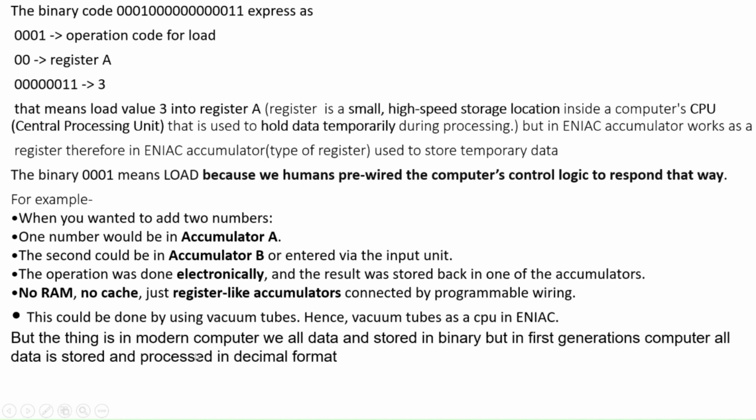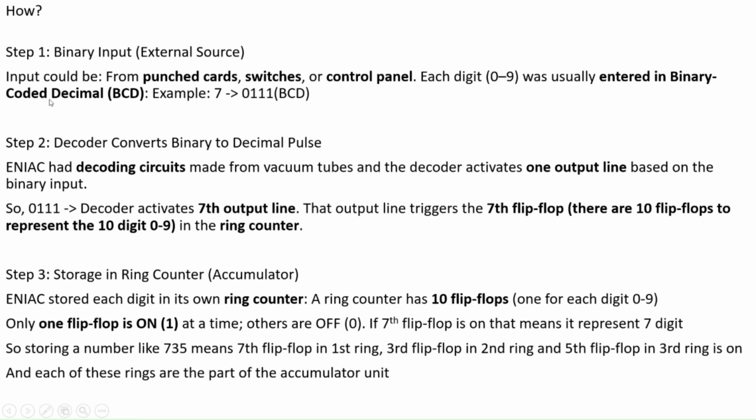But the thing is, in modern computers we process and store all data in binary, but in first generation computers, all data is stored and processed in decimal format. How? Let's see. Step 1: binary input. External source input could be from punch cards, switches, control panels. Each digit 0 to 9 was easily entered in binary coded decimal. Example: 7 as 0111 in binary coded decimal.